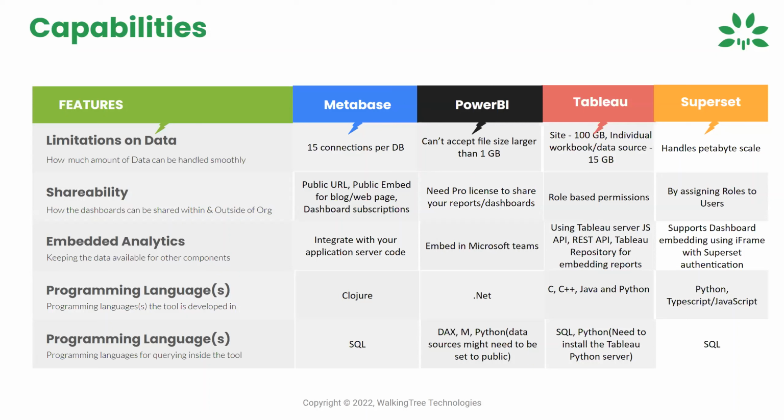In Metabase, you can use SQL. In Power BI, it is powered by DAX, M, and Python, but data sources might need to be set to public if you want to use Python, so we need to consider security if we want to use Python in Power BI. In Tableau, it is SQL and Python again, which we can use to query the data. And in Superset, it is SQL.